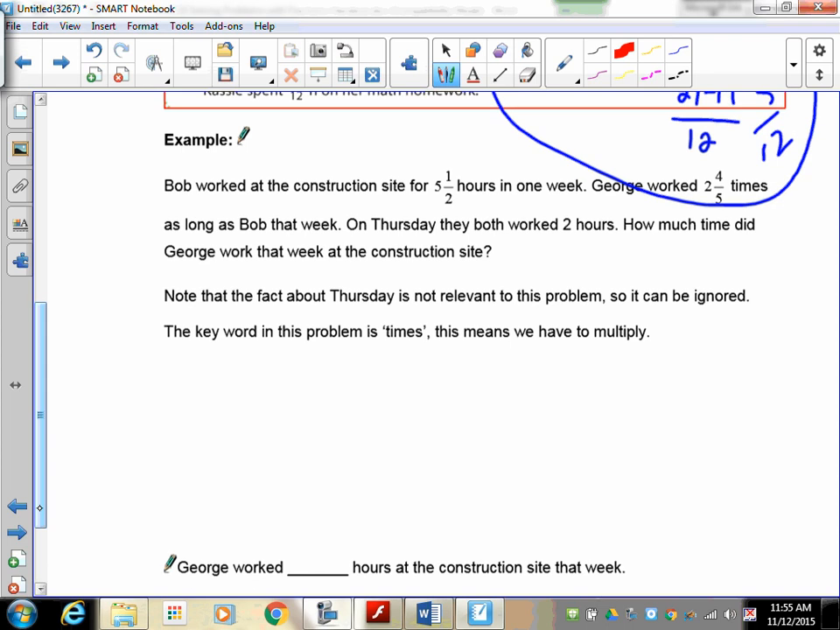Bob worked at the construction site for 5.5 hours in 1 week. George worked 2 4/5 times as long as Bob that week. On Thursday, they both worked 2 hours. How much time did George work that week at the construction site?